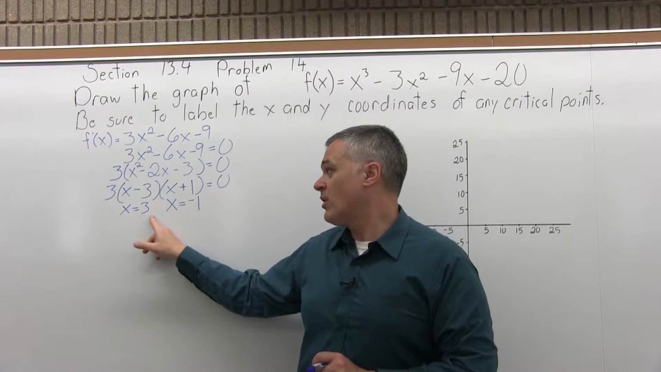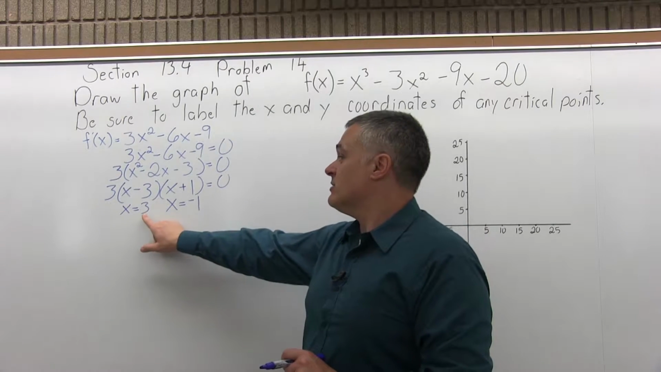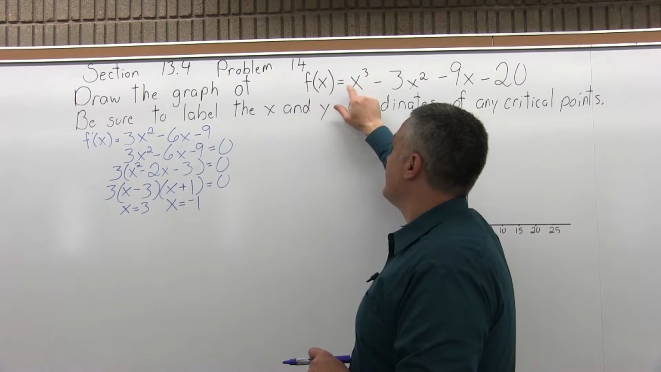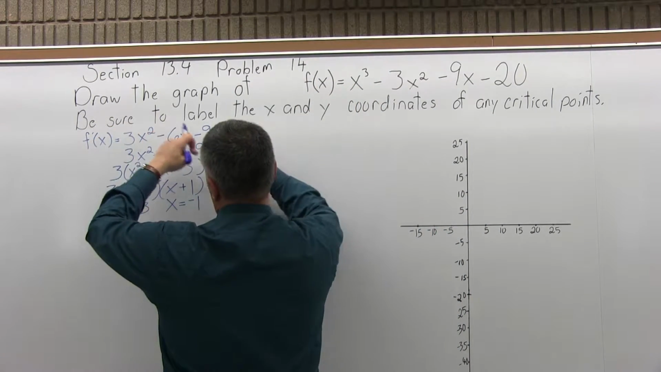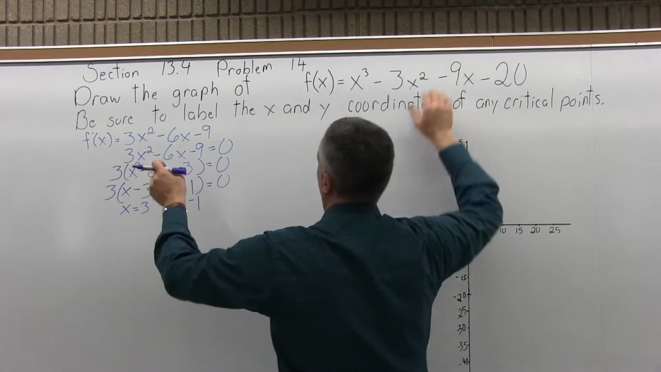So I have a critical spot over 3, and up or down how much I have to find out. So what I'm going to do is first take the 3 and put it in for x in f of x. Again, not f prime of x. If I put in a 3 in f prime, I know the answer is going to be 0. That's what we solved here. I want to put it in f of x and find the y.